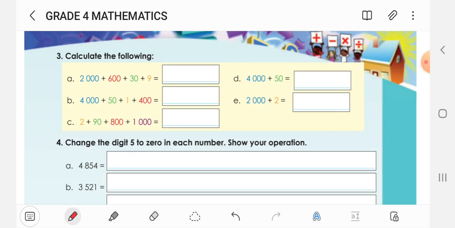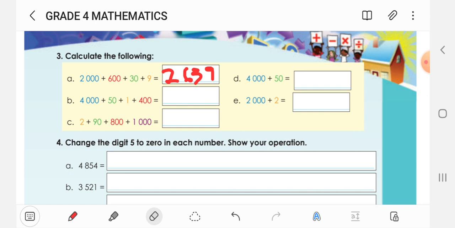So we're going to start to look at this. It's still the same thing that we did. So we have 2,000 plus 600 plus 30 plus the 9. You still do the same thing I had shown you. We write the 2 because 2,000 is the bigger one. We have 4-digit numbers. So the 100 will be replaced by the 6, and the tens will be replaced by 3, and the units will be replaced by 9. And that is how you do your work.